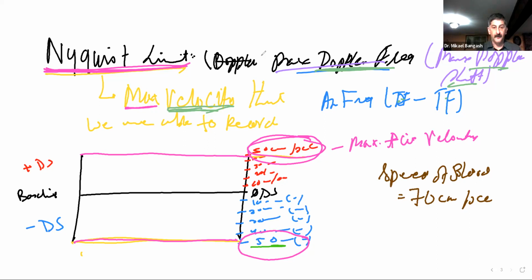Now, for instance, if this was positive, if we had a positive Doppler shift where the blood was flowing at a speed of 70 centimeters per second, but our Nyquist limit, the max limit that we were able to record, was 50 centimeters per second, and we said that we had a positive Doppler shift. Well, your first 50 centimeters, no problem.